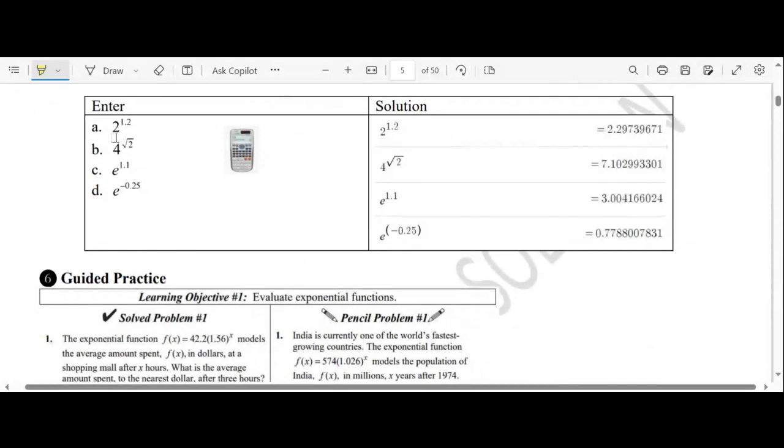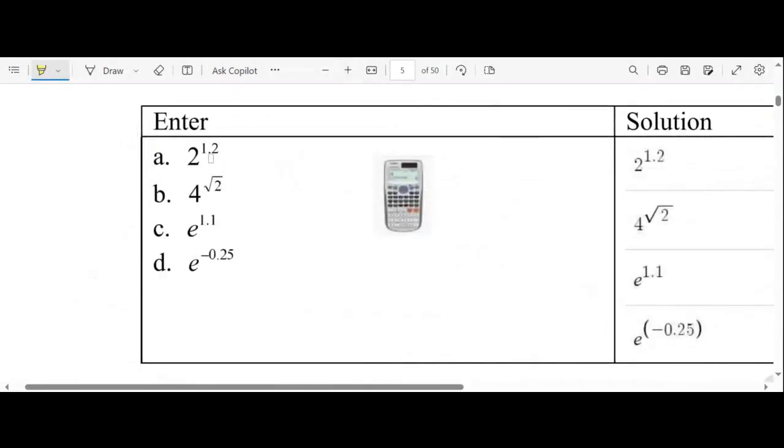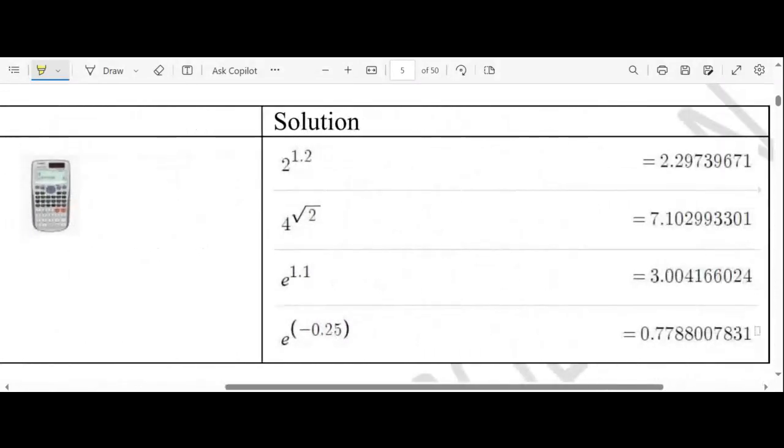Here, if I have a calculator, you just press what? 2 to the power of what? 2 to the power of 1.2. And how much does it give you? What's the value of this? 2.29. Is this clear? Now, in the calculator, you type in 4 to the power of what? Square root of 2. How much does it give you?